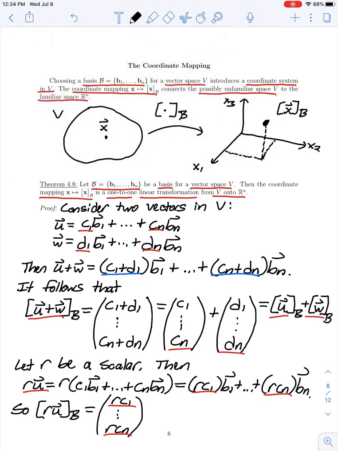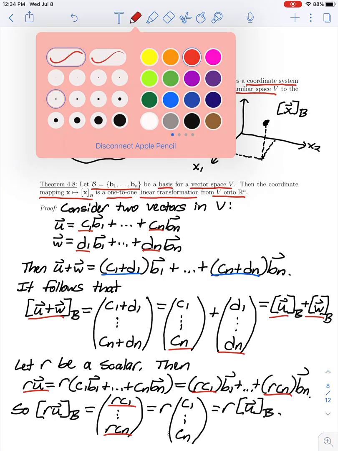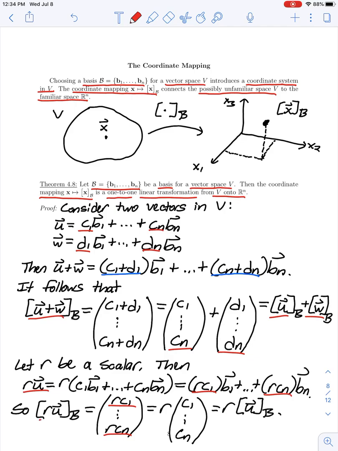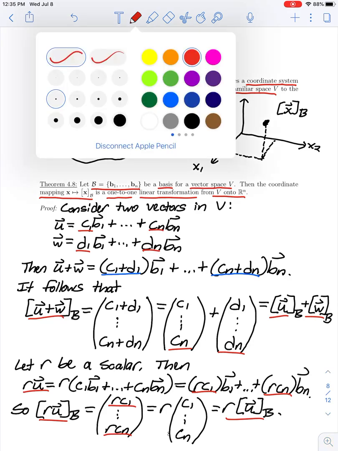But of course, we could think of this as the scalar r times the vector c1 through cn, which would be exactly r times the coordinate vector of u relative to the basis B. So we've shown that this transformation preserves vector addition and preserves scalar multiplication, so this mapping must be linear.